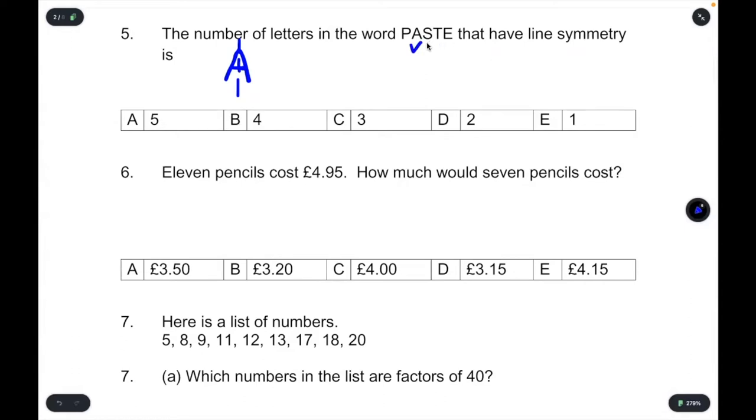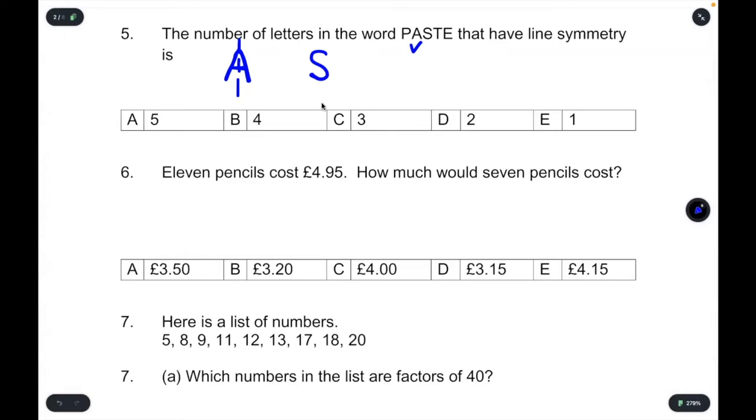Now S is a special one, because S does have symmetry, but not line symmetry. If I take the letter S, I can't chop it vertically and expect it to be the same on both halves. I can't chop it horizontally and expect it to be the same on both halves. I can't chop it in any direction. I can't have a line of symmetry anywhere.